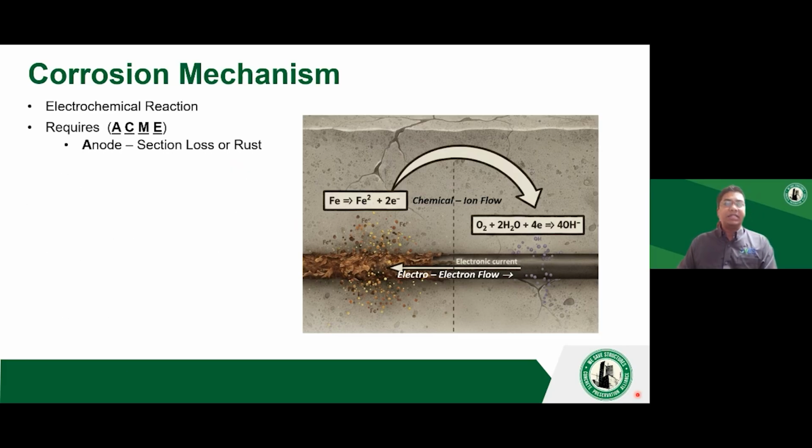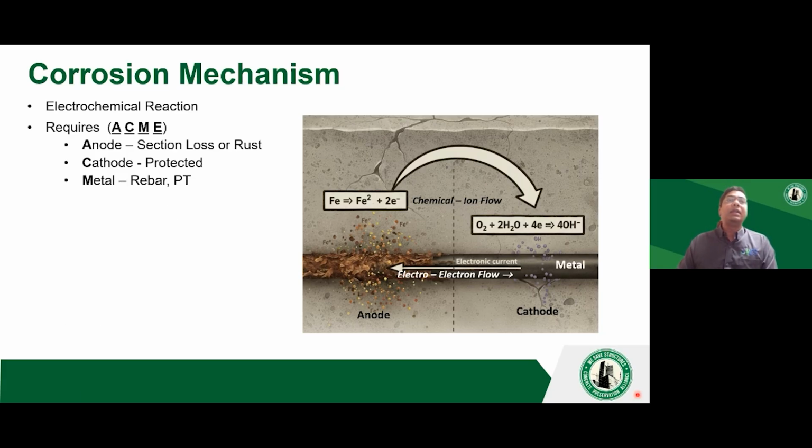For any corrosion reaction to happen, we require four components. Anode, which is where the section loss happens, which is where the rust forms, which is where you see brownish reddish rust product. Cathode is the protected part of the structure where the electrons are accepted. Anode is where the electrons are released. Cathode is where the electrons are accepted.